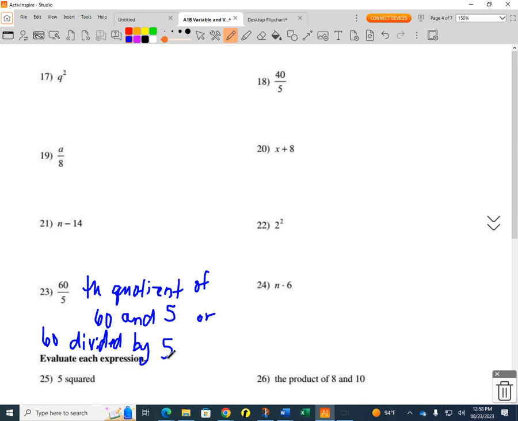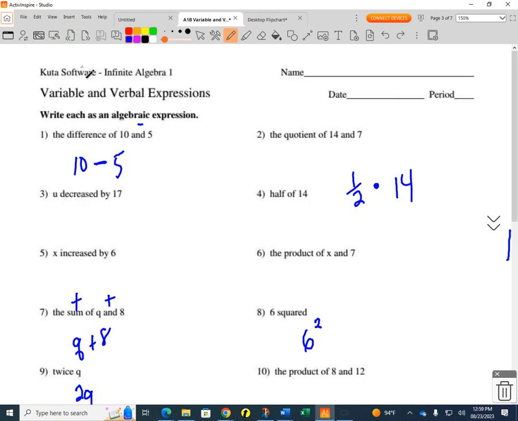Taj? Number 9, we can do that one. Twice q is 2 times q. So we're going from words to algebraic expressions, from words to variables and numbers. Right? Anybody else see one you're not quite sure about?